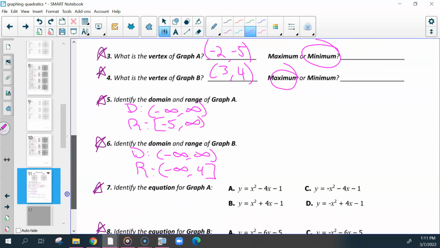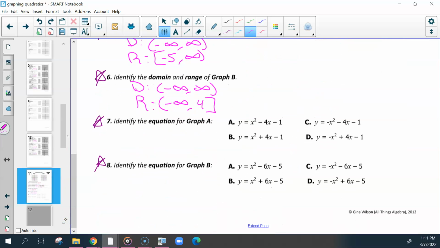For 7, we can eliminate some of these answers because we know this faces up. So if this has a negative, we can get rid of those. Now to figure out which one of these it is, we can do one of two things. Either graph these both and see which one matches, or do the axis of symmetry. So I'm going to do that one.